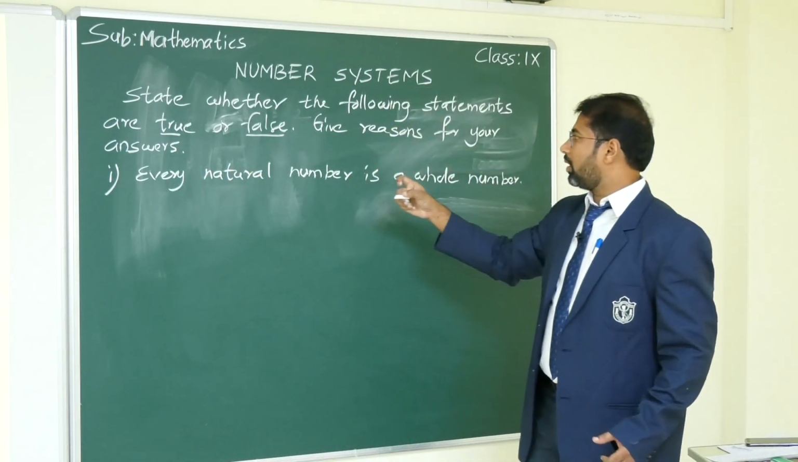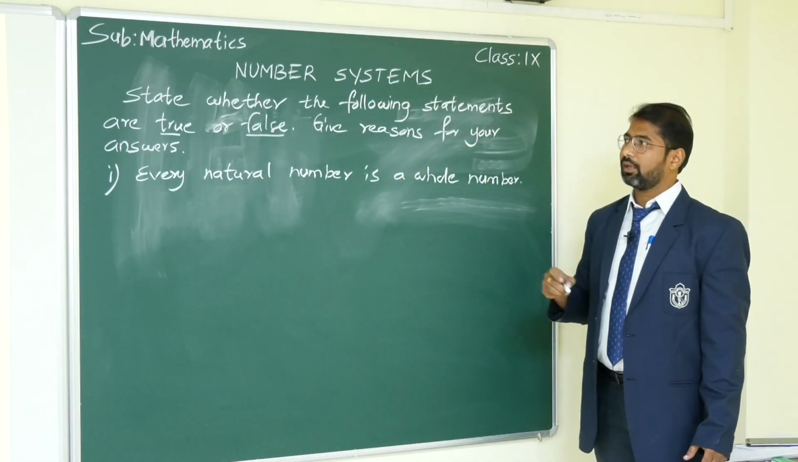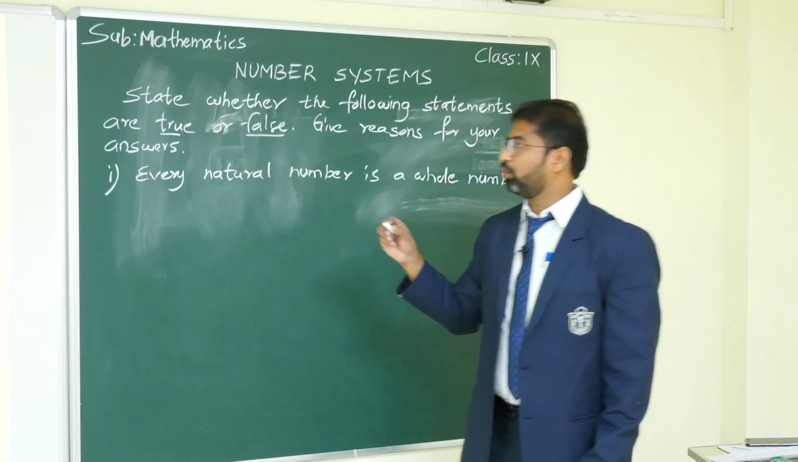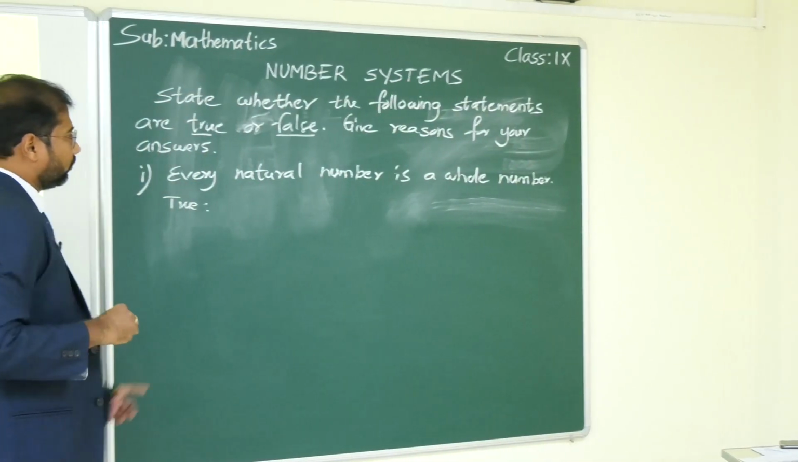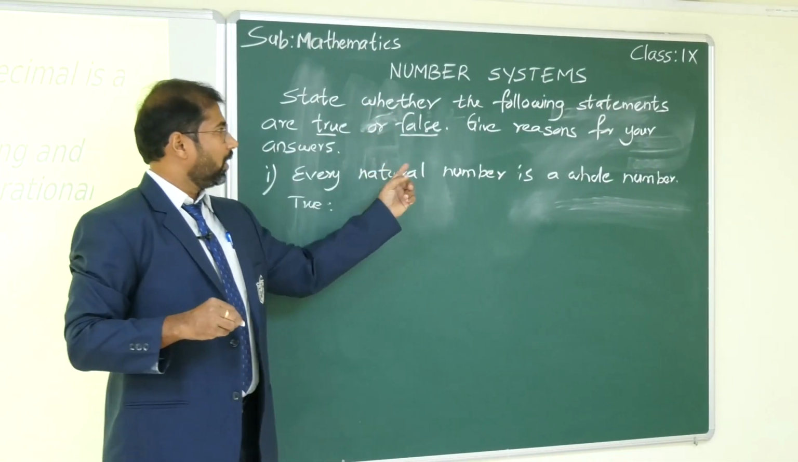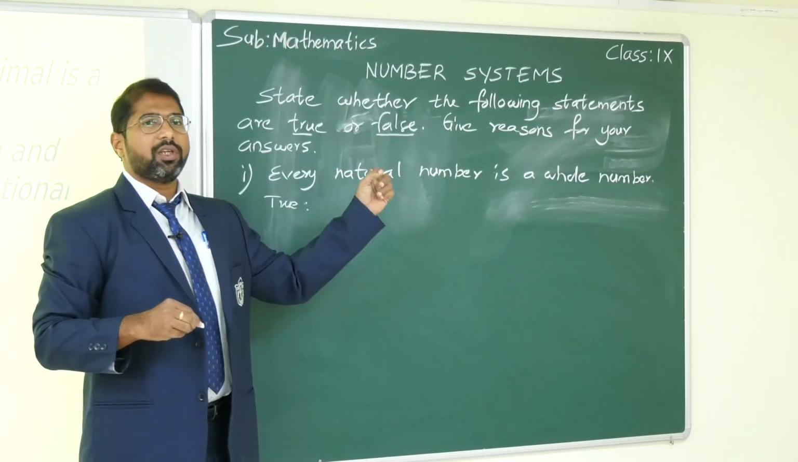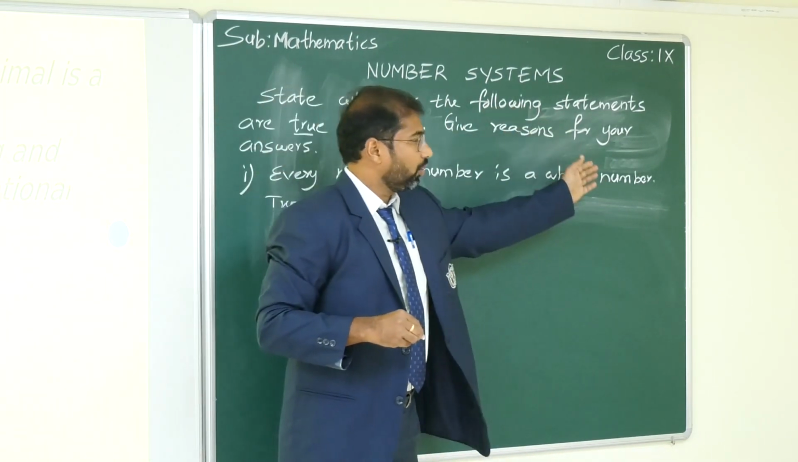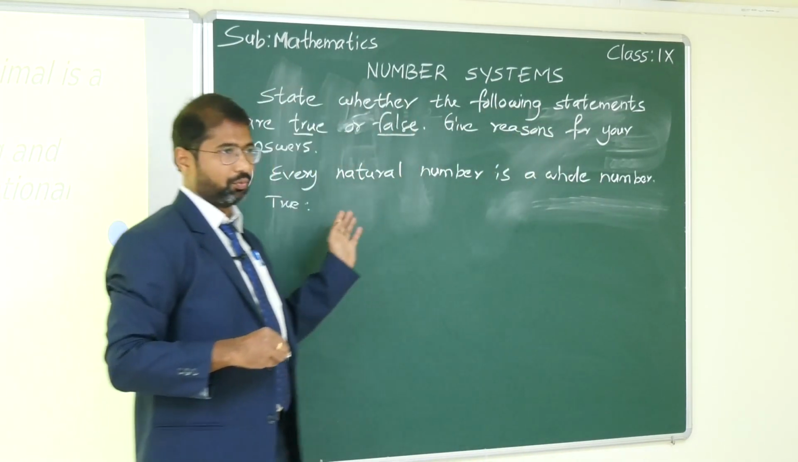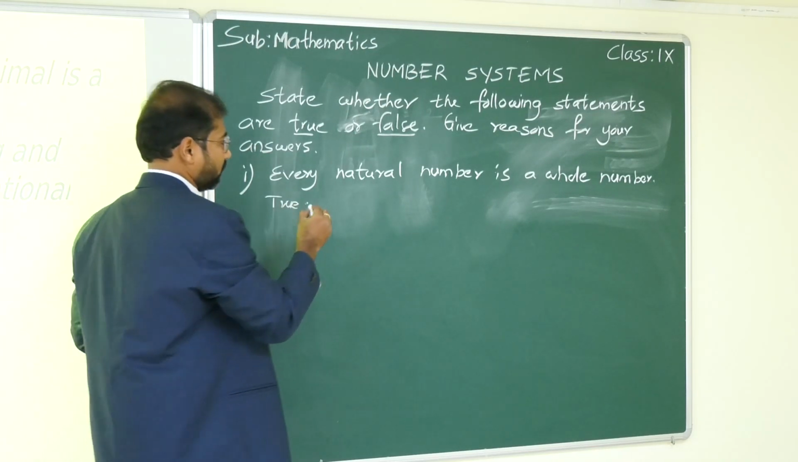Every natural number is a whole number. This is true. Because 1, 2, 3, 4, 5 and so on, all these natural numbers are a part of the whole numbers. So it's true. That's the justification.